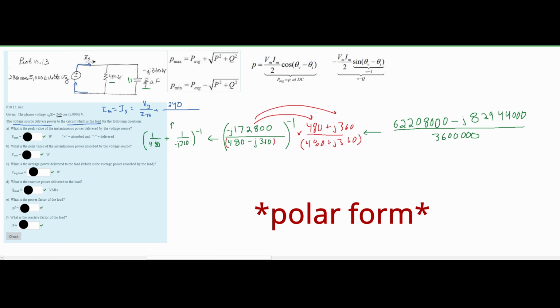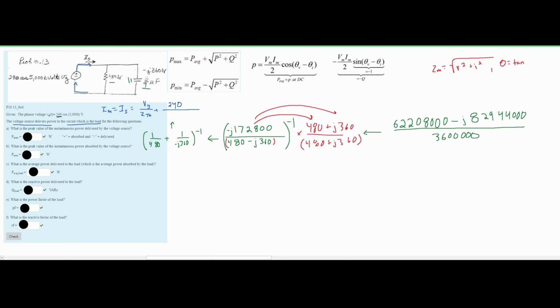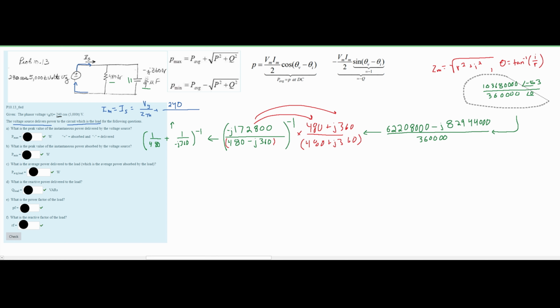To convert to rectangular form, we are going to say that our Zmax is equal to the square root of our real number squared plus our imaginary number squared. And then our angle is equal to tangent inverse of our imaginary number divided by our real number. I had an extra 0 here, and I deleted that because that is not correct. But after we do that, this is going to be our equation.